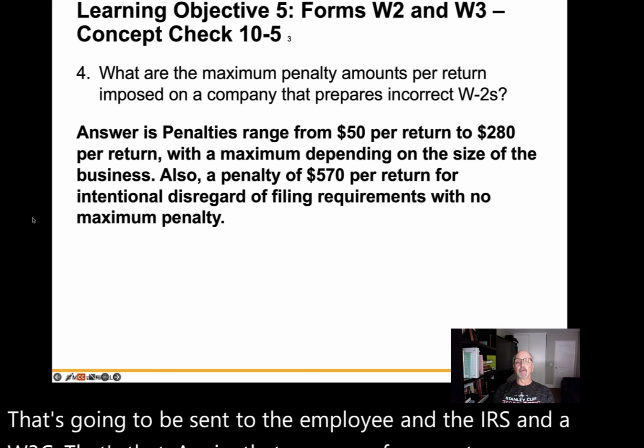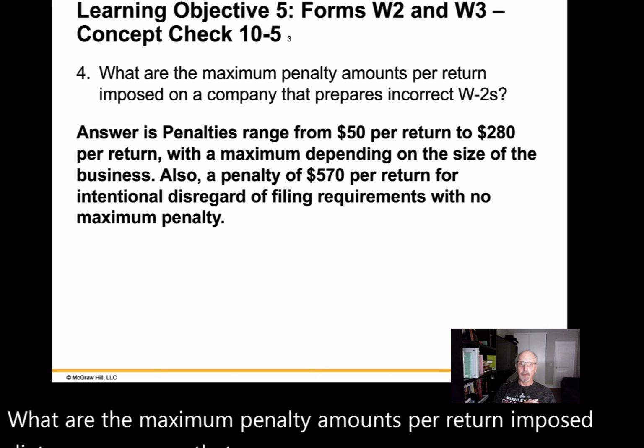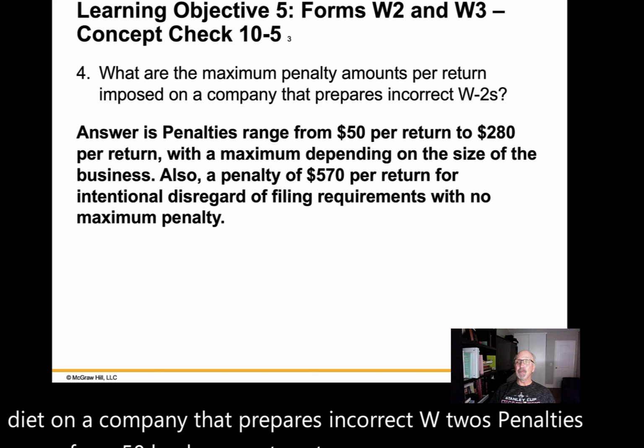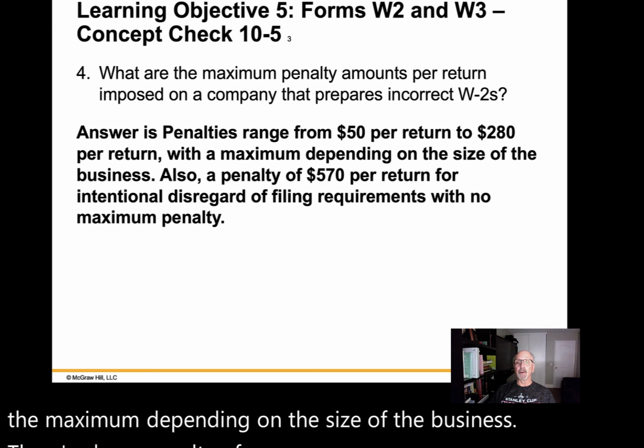What are the maximum penalty amounts per return imposed on a company that prepares incorrect W-2s? Penalties range from $50 per return to $280 per return, with a maximum depending on the size of the business. There's also a penalty of $570 per return for intentional disregard of filing requirements.